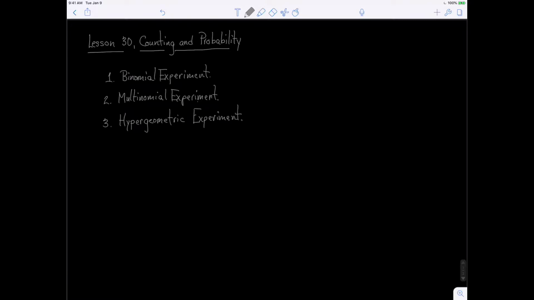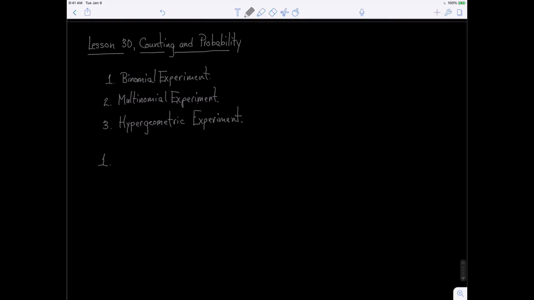Okay, so we're going to start with the binomial experiment, number one. A binomial experiment is something that we've all encountered, but we've probably never really realized it. But now that we are learning, soon we will see them happening around us quite often. So here's what a binomial experiment is. One, it has a fixed number of trials. We call that number n.